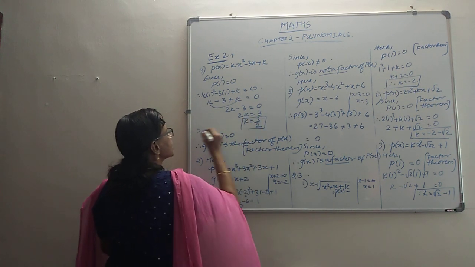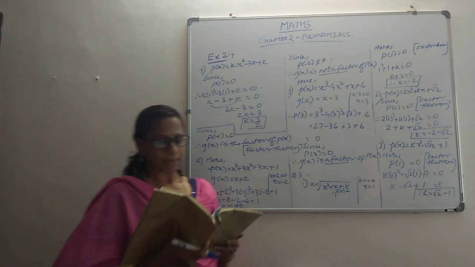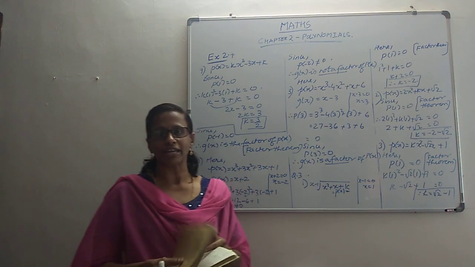So the value of k that is required over here is 3 by 2. So in the last subpart, we get the answer, value of k as 3 by 2.